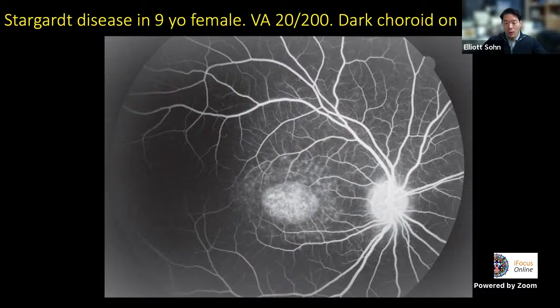And this dark choroid is really due to widespread distribution of lipofuscin throughout the retina. This patient has pretty poor vision. On exam, if you saw this patient, they would have a kind of atrophic, very beaten bronze appearance to the macula.